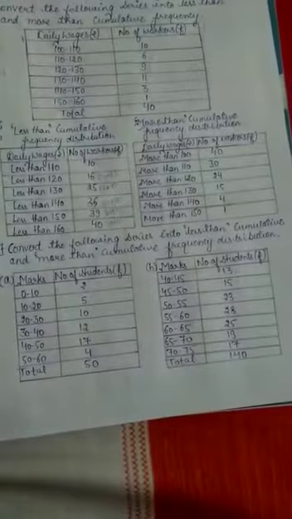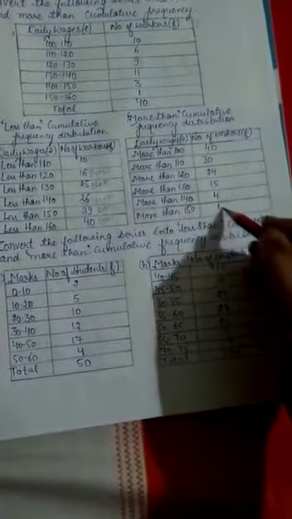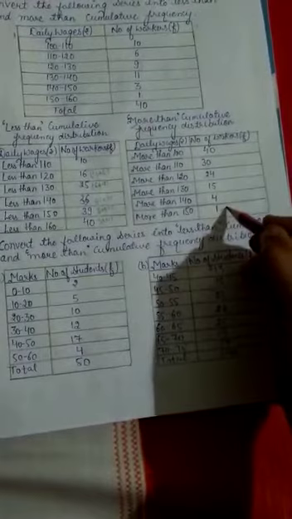In this we go from down to up. At last we write more than 150. In this column how much is there? 1. So more than 150 is 1.